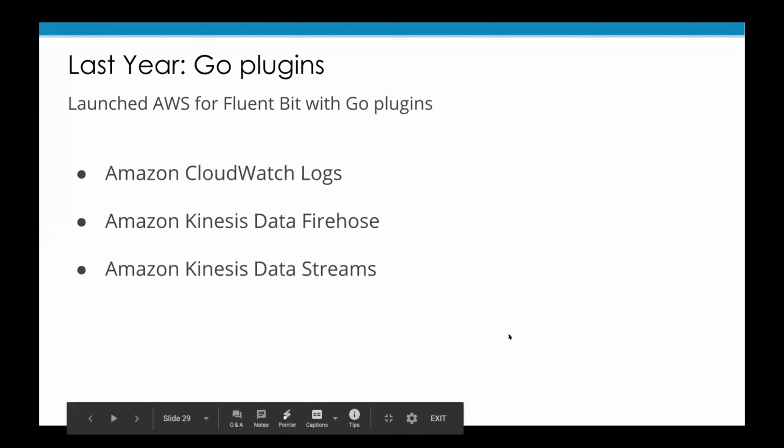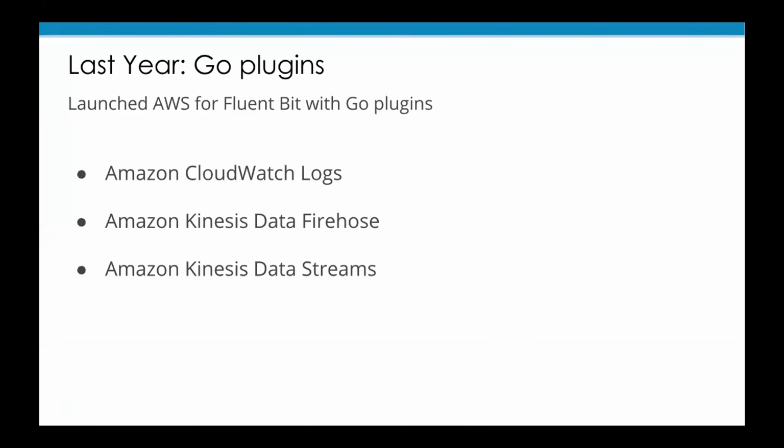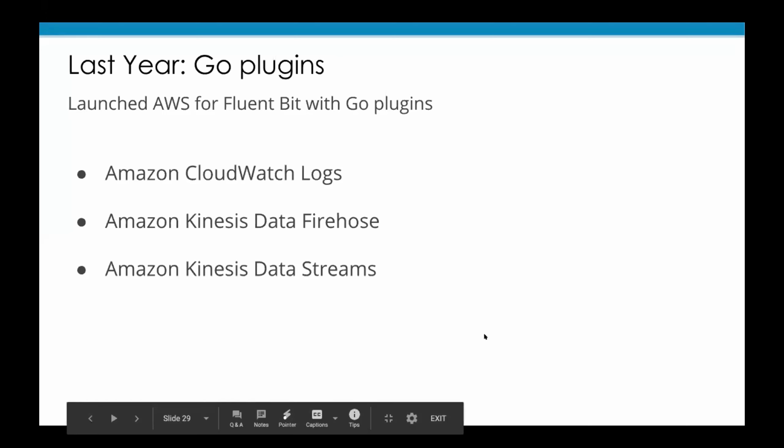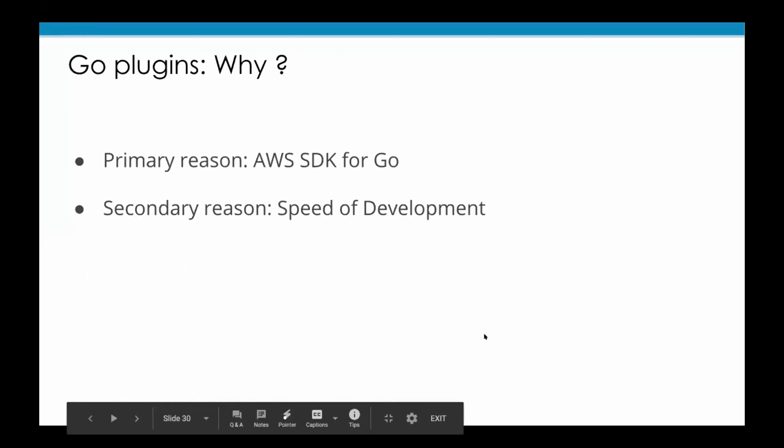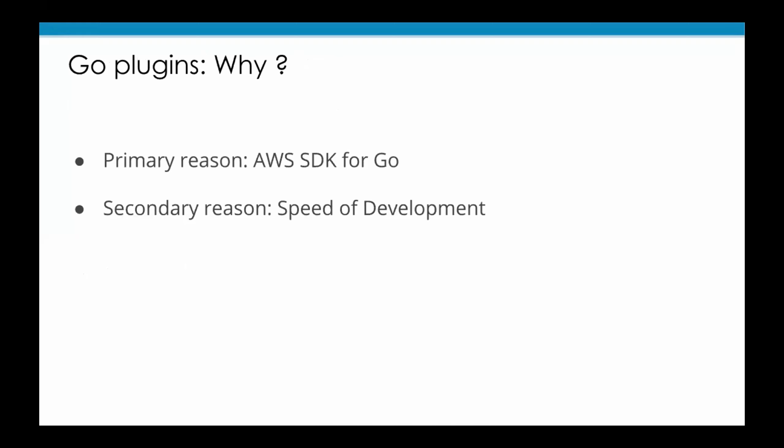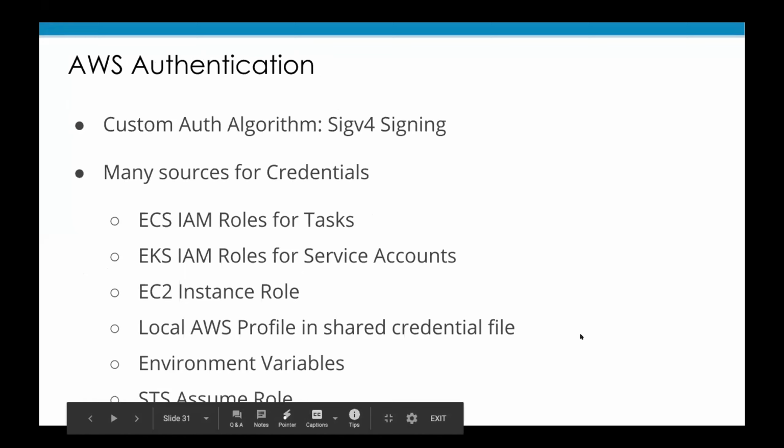So last year, I launched AWS for Fluent Bit, which had a set of plugins in Golang for Amazon. So there's Amazon CloudWatch Logs, Kinesis Firehose, and Kinesis Data Streams. Those were launched in 2019. The reason why we wrote the plugins in Go is, one, because Golang supported very fast development. It helped us launch an integration with Fluent Bit very quickly, but also there was an AWS SDK in Go. So AWS has its own authentication mechanisms.